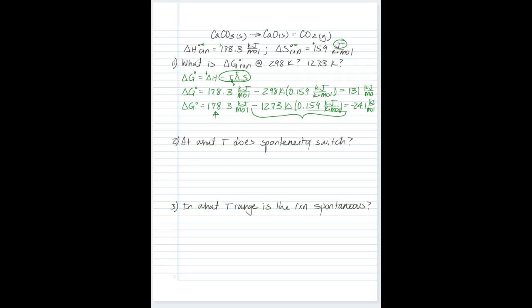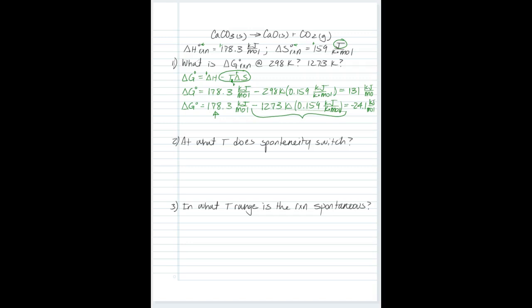At what point did that happen, and how do I calculate that temperature at which the spontaneity switched? Well, you might be thinking, in order to go from positive to negative, it needs to pass through 0. So 0 must be the switching point, and that's correct. Conceptually, what that means is when delta G is 0, the reaction is neither spontaneous nor non-spontaneous. It's at equilibrium.